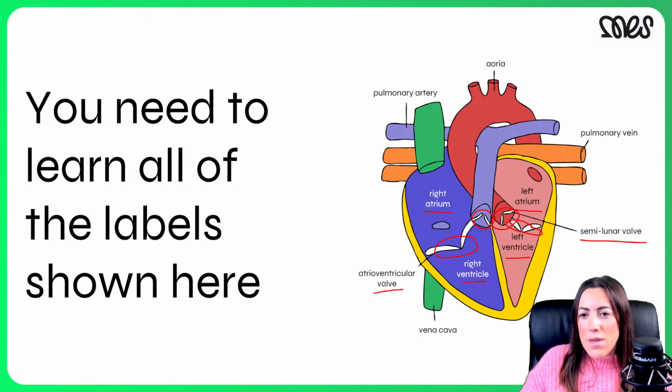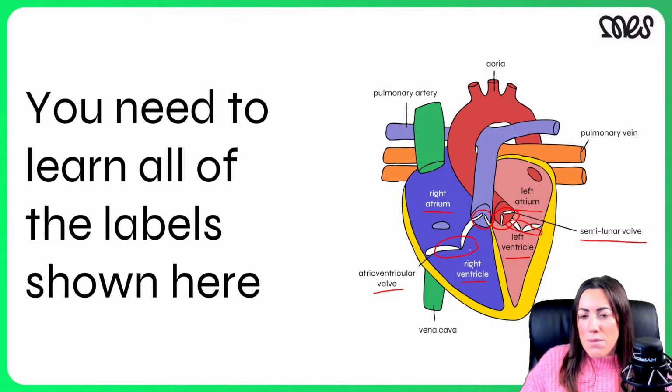You actually don't need to know bicuspid and tricuspid. I think you do if you're doing PE for A level. I think they refer to them as bicuspid and tricuspid, but we're just going to refer to them as the atrioventricular valves. It's much easier to remember because you won't get them mixed up. AV valves, atrioventricular valves, separate the atria from the ventricles.